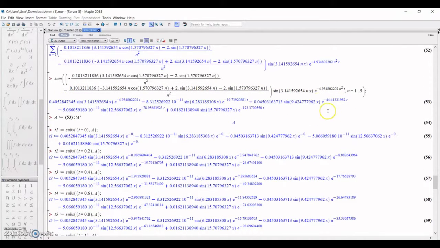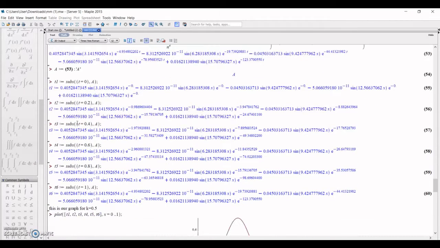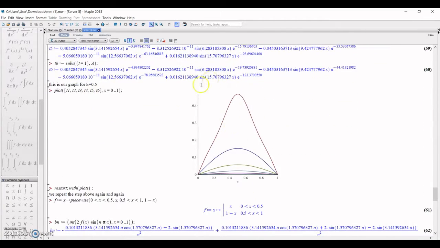So we name this summation as A. So here it's the same. We sub t equals to 0 until t equals to 1 with the size of 0.2. Then this is the graph for k equals to 0.5.